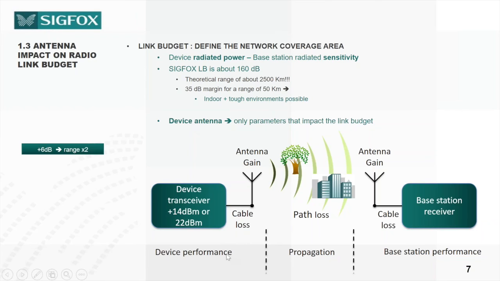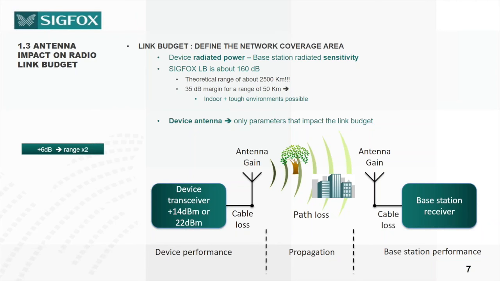If we look at the picture, we see that the device transceiver, so the RF module, will provide a certain amount of power that is fixed. Then the propagation, the path loss, is the same for everyone, and the base station performance is optimized. So the only parameter that can reduce this link budget, and therefore the range or the coverage for a device, is actually the antenna, the antenna of the device.